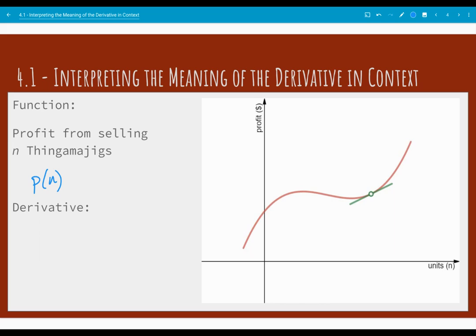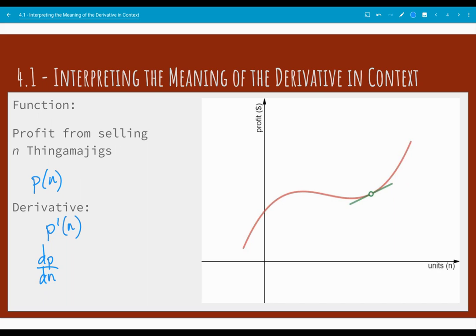So the derivative is also going to represent something in the context of that problem. First of all, we would use the same notation, p prime of n. Instead of dy dx, we no longer have a y-axis, but we have a profit axis. That's our dependent axis, the vertical one. So we would have dp instead of dy. That's a small change in profit divided by a small change in the horizontal axis, the number of thingamajigs. So dp dn is still representing the slope of a tangent line in this coordinate plane, but now dp dn has a meaning in the context of this problem.